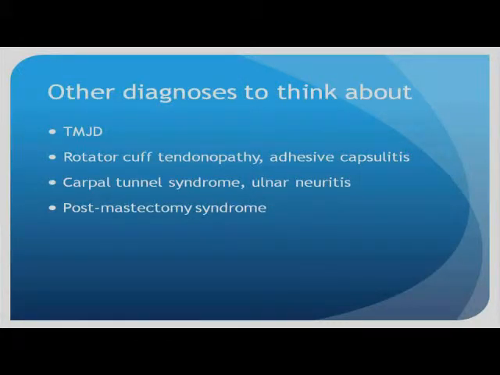Other diagnoses that play a role in this kind of setting, that you want to think about if you're not getting a clear picture, are beyond the scope of this lecture: temporomandibular joint dysfunction, rotator cuff problems, adhesive capsulitis, carpal tunnel, ulnar neuritis. All can have these kinds of symptoms that you want to be looking for. And post-mastectomy syndromes really function very much like a thoracic outlet syndrome, so you want to definitely look at all those same regions in a patient with post-mastectomy symptoms.